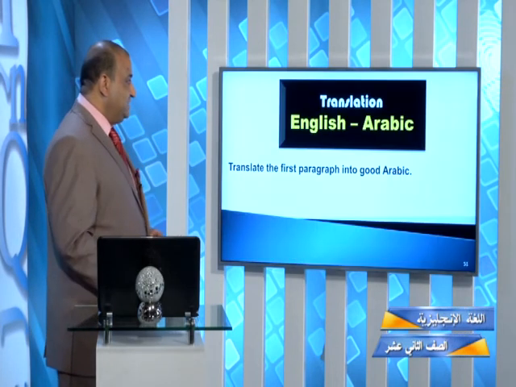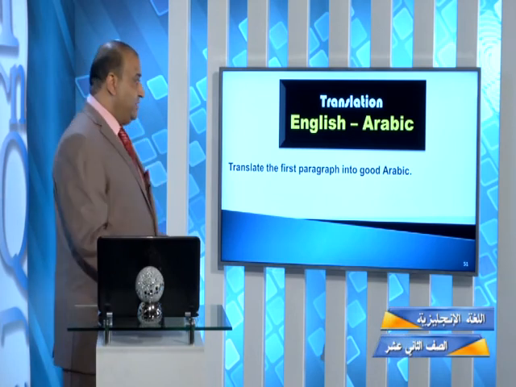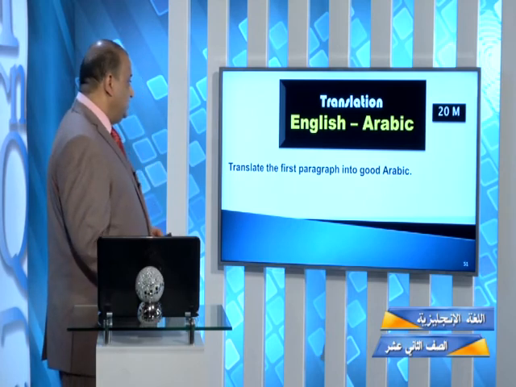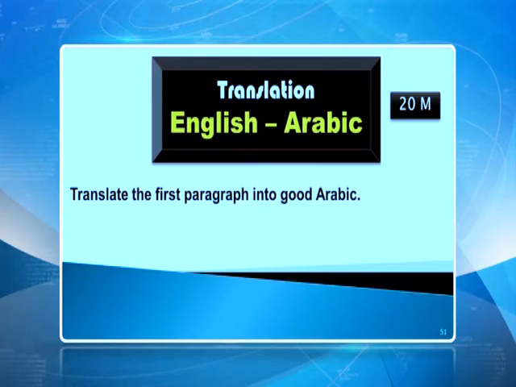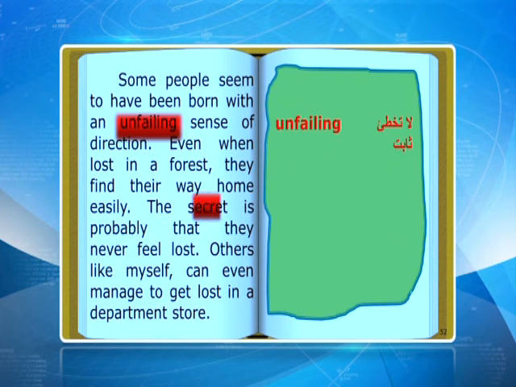The last part of our lesson here is translation. I'm going to translate a text from English to Arabic. This question is allotted 20 marks. So the question says, translate the first paragraph into good Arabic. The paragraph is from your reading comprehension, the first paragraph. If you skim the paragraph, you will find maybe this word, which is not known, unfailing. It can be translated into لا تخطئ or ثابت. The word secret can be translated into سر.